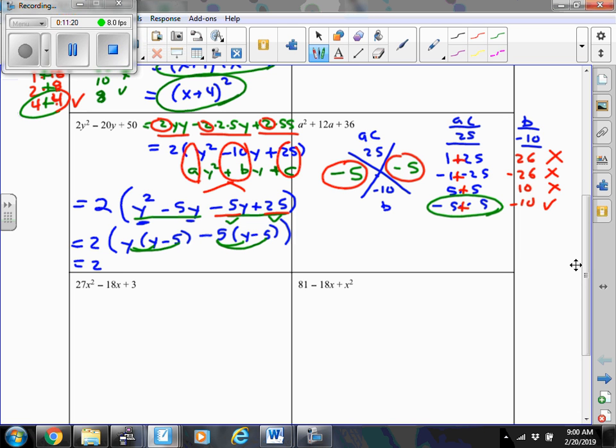Almost done. Now, see the common piece that we created? Write that one first: (y minus 5). Close that parenthesis. Now, what's left is this piece and this piece. So what's left is (y minus 5). And there is my completed factorization.